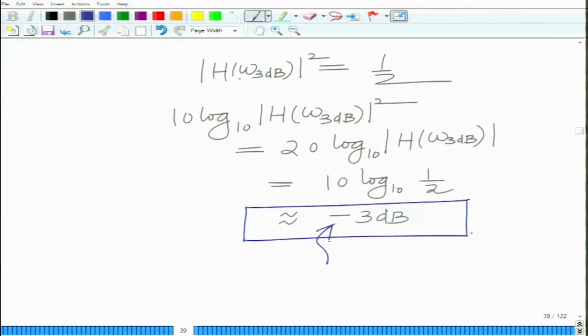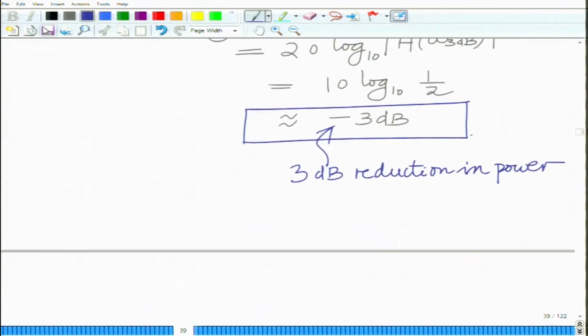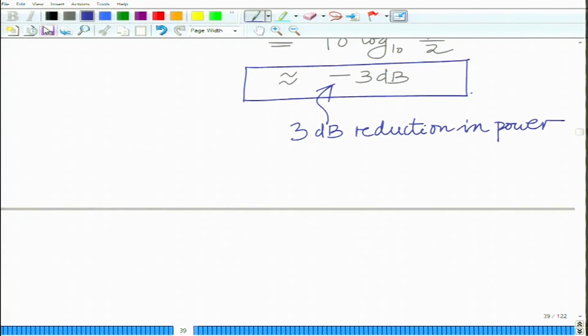So, 3 dB reduction in power. So, this gives you a 3 dB reduction in power, okay. Hence, it is known as the 3 dB point, and the 3 dB bandwidth is 1 over RC, that is what we have seen, okay. So, the 3 dB bandwidth of this RC circuit, of this non-ideal low pass filter, is 1 over RC, okay. Let us look at a few other aspects.